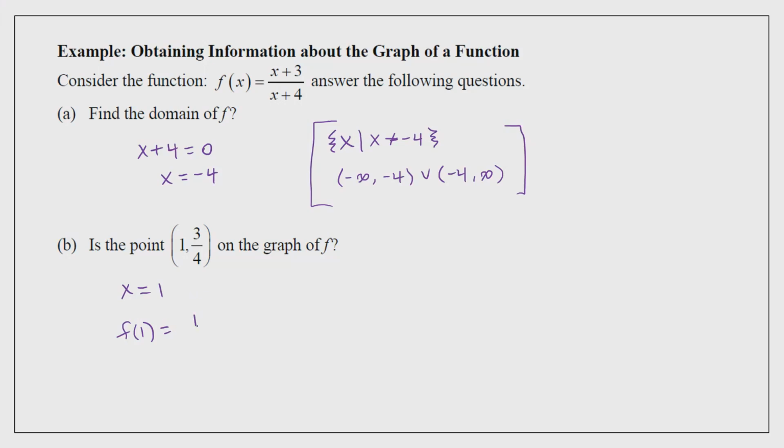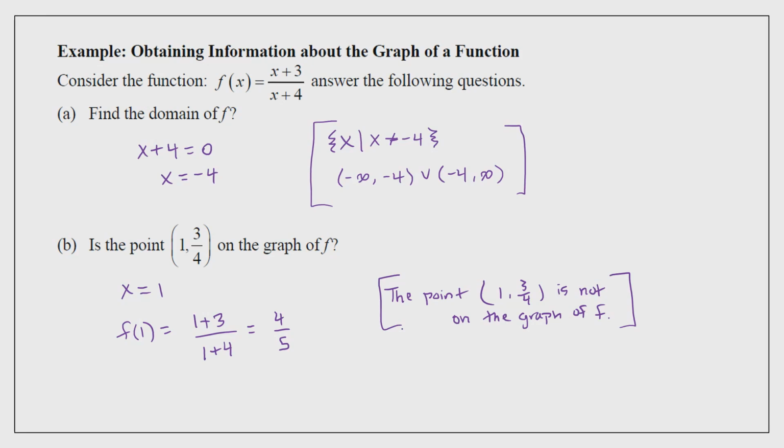So we're going to substitute in 1 for x. So we have 1 plus 3 in the numerator and 1 plus 4 in the denominator. So that's 4/5 as our answer. 4/5 is not equal to 3/4. Therefore, the point (1, 3/4) is not on the graph of f. Okay? Awesome.